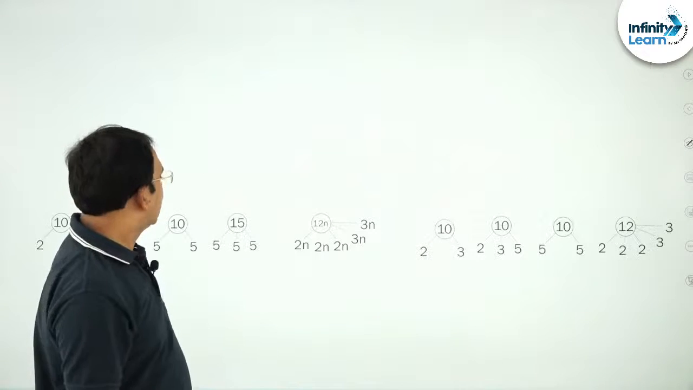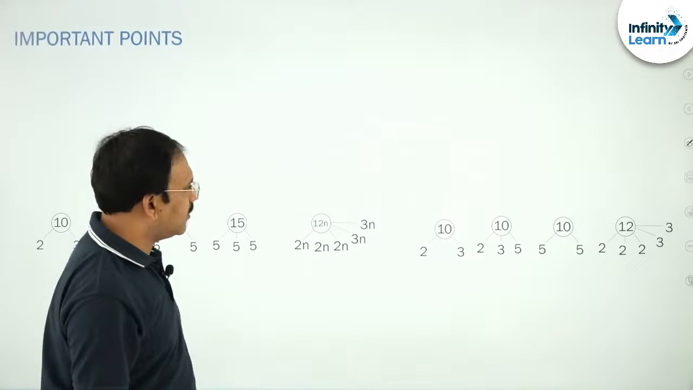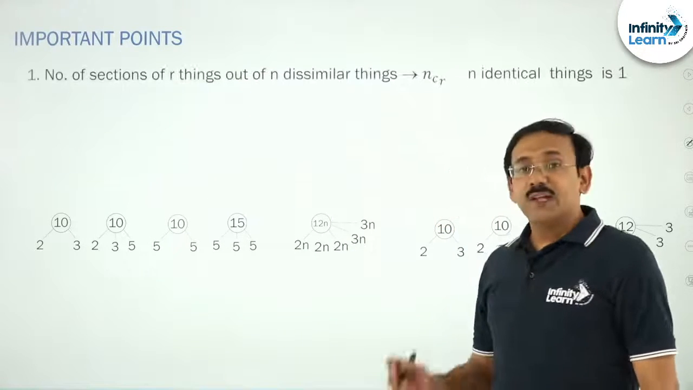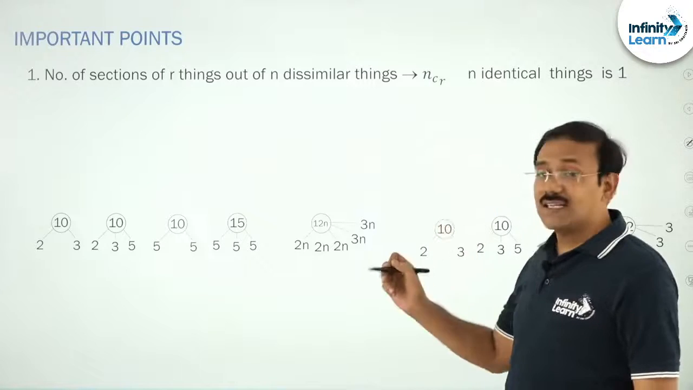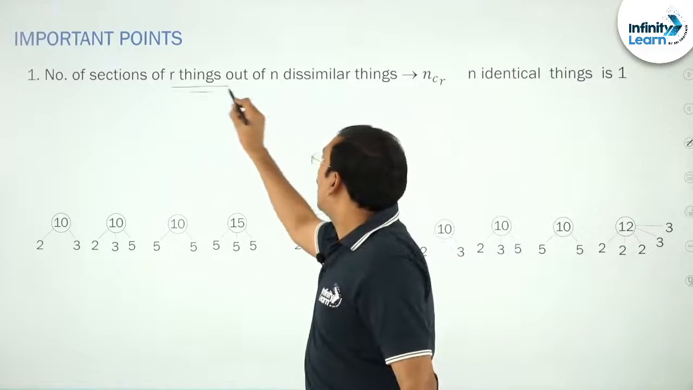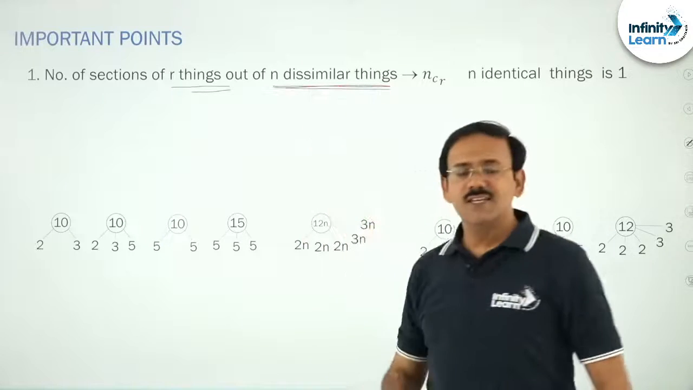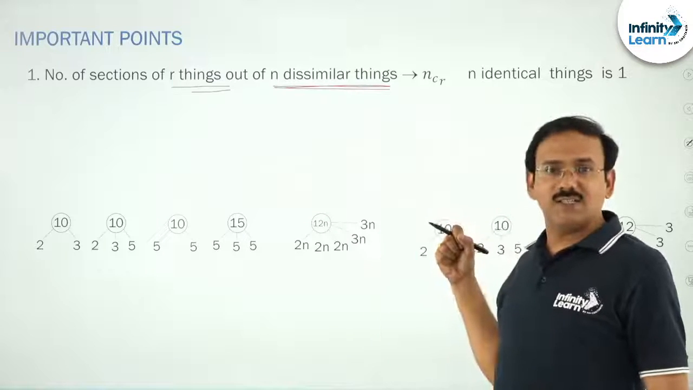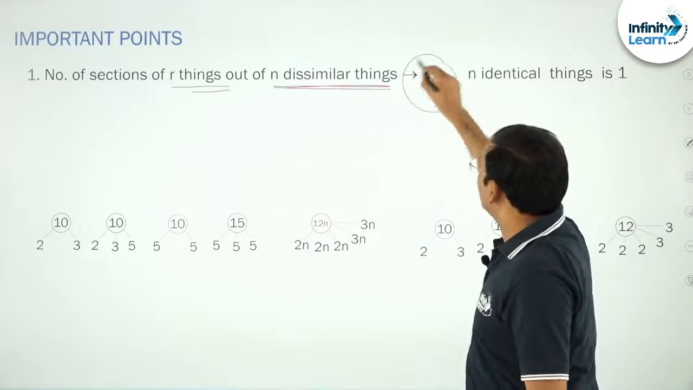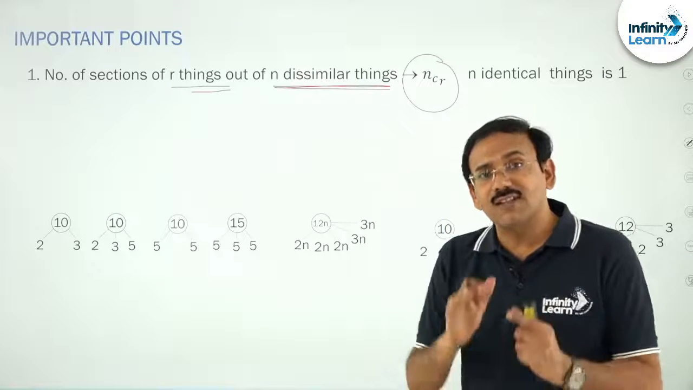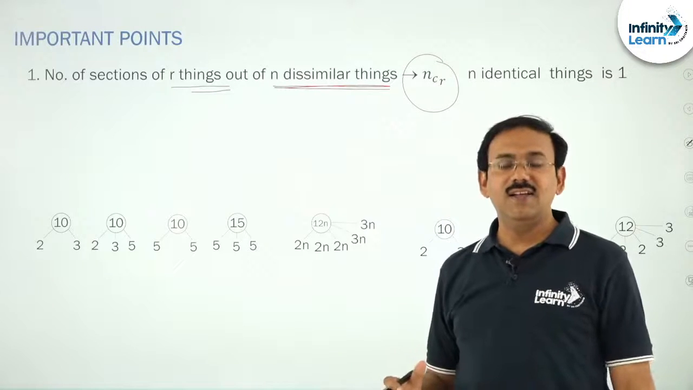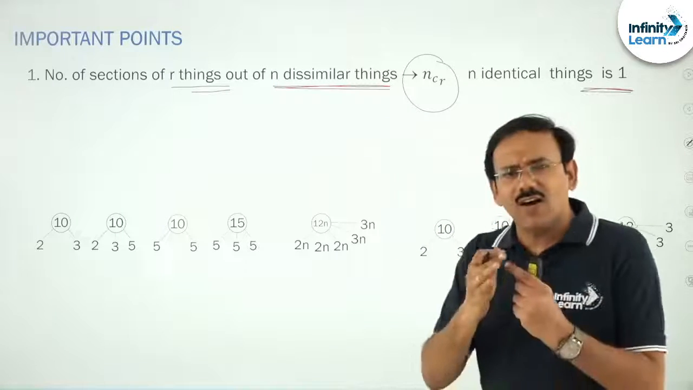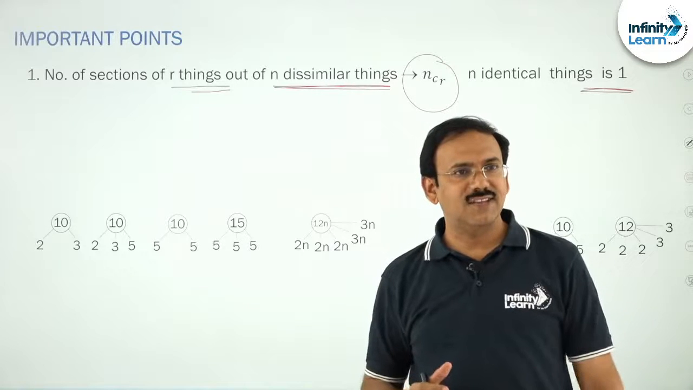Fine friends. Then the next one: you see, important points I want to highlight here which are required for the further discussion. The number of ways of selecting R things out of n dissimilar things. Suppose you have n persons from which you want to select R persons, it can be done in nCr ways. Suppose all the things are identical, in how many ways can you select R objects? Only one way, because all are identical things, right?